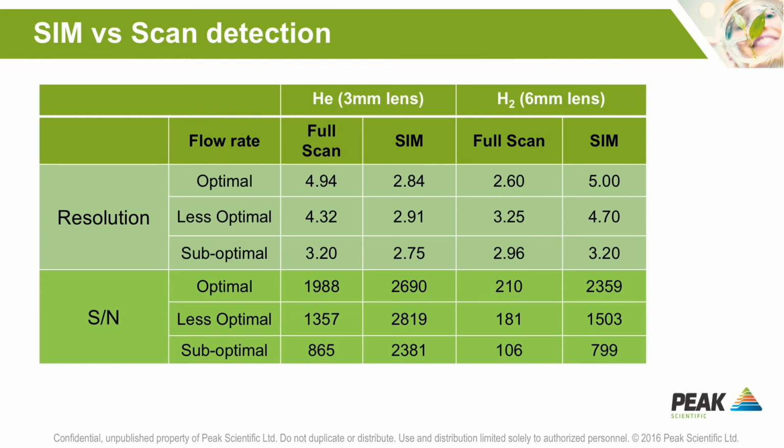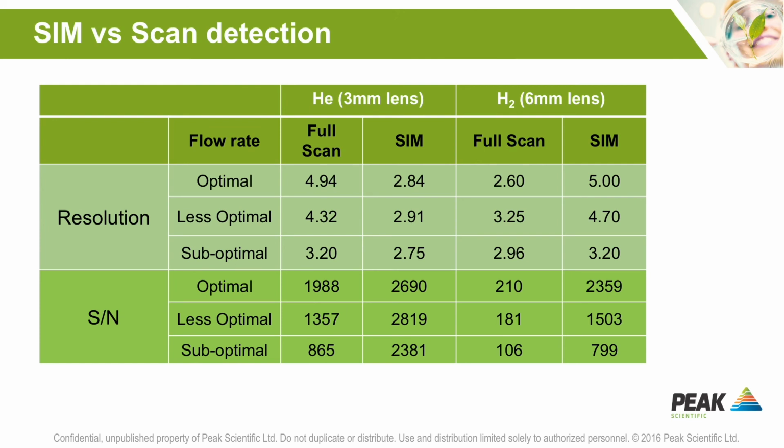But interestingly, in SIM mode, we're actually getting very comparable results when we are running either helium or hydrogen at optimal carrier velocity. So really this all points to using SIM detection where possible for hydrogen.